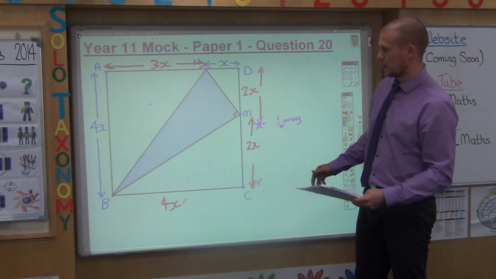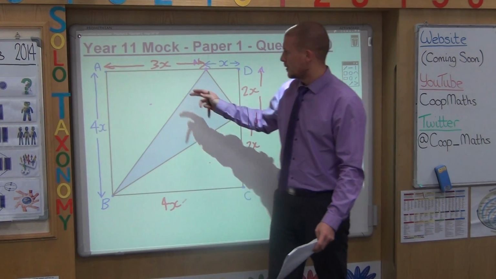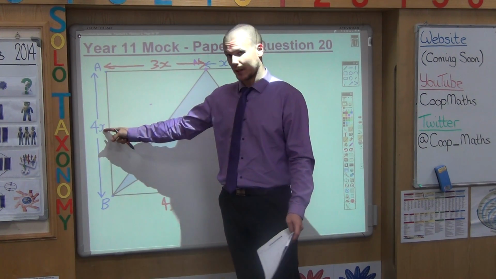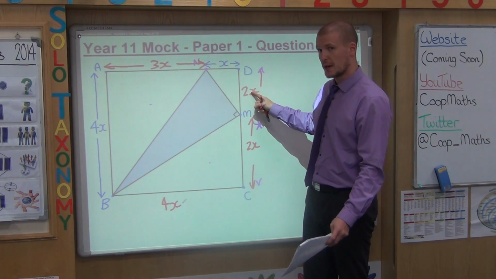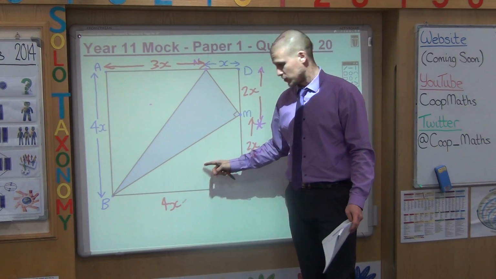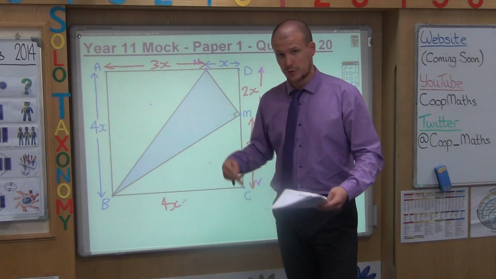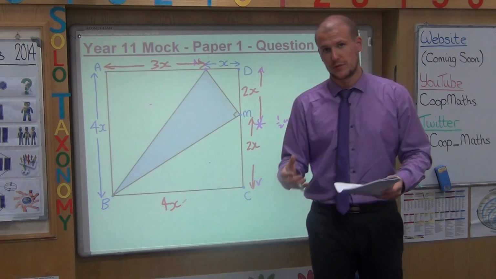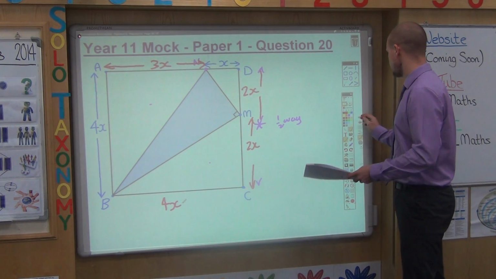Hopefully, looking at it, these three white triangles you've got here: you've got the area of this triangle, which is going to be half of 3x times 4x. You've got the area of this triangle, which is going to be half of x times 2x. You've got the area of this triangle, which is going to be half of 4x times 2x. And then the area of the whole square will be 4x times 4x. So if we find those things, the rest is just simple adding and subtracting to get an answer.